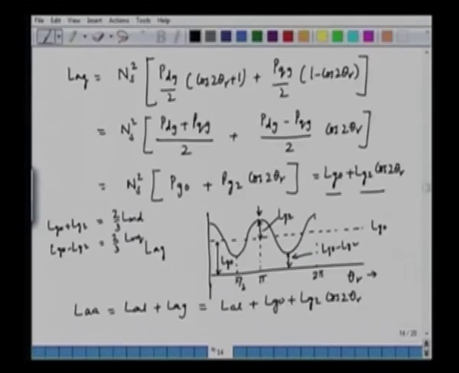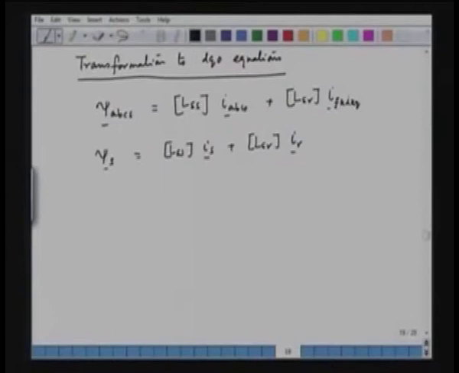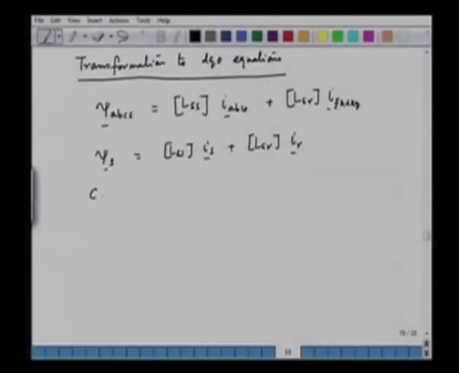So, we have already seen this earlier. We can see that this is the component that is LSS and this is the component that is LSR, the mutual between the stator and the rotor. Now, we would like to transform this into the DQ equation. So, if you want to transfer this into the DQ equation, we will pre-multiply this with the transformation matrix, that is CS.